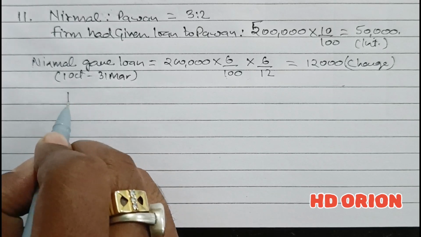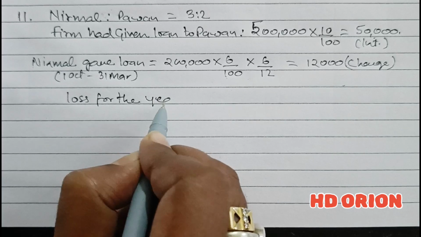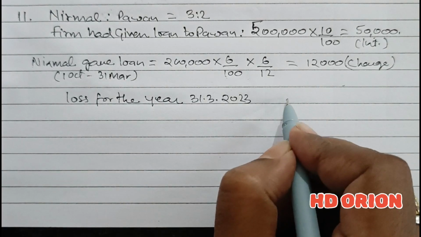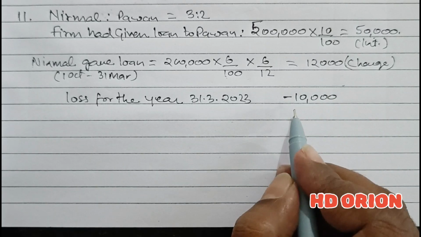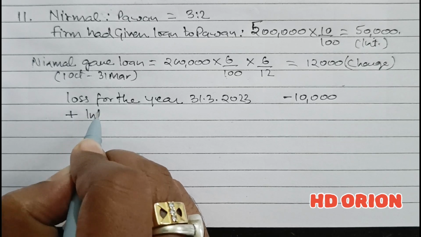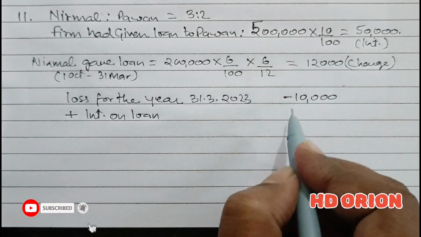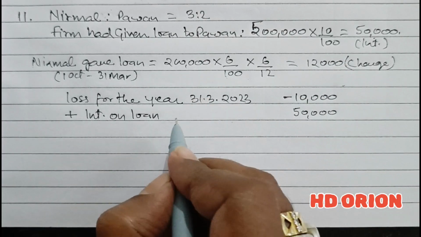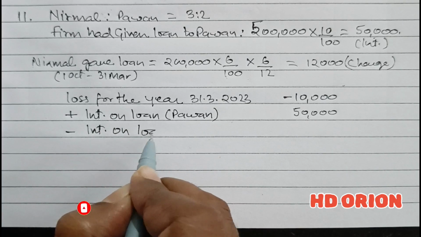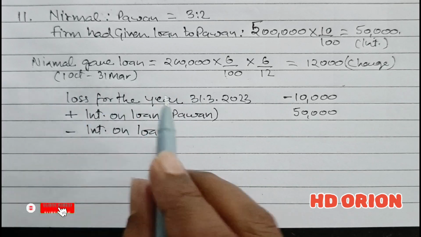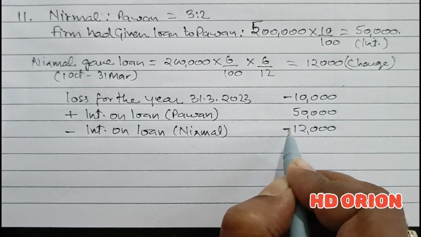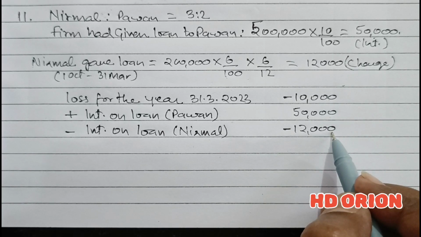Fine. So there is a loss for the year ending 31st March 2023. What is that loss? As given in the question, the loss is of rupees 10,000. Because it is a loss, I am putting a minus sign here. And this is an income which the firm will receive from the partner, so we will add interest on loan. So 50,000 rupees is the interest which the firm is receiving from partner Pawan's loan. Whereas the partner has to pay interest on loan also, because this 2 lakh rupees was provided by partner Nirmal to the firm. So Nirmal, and this is of rupees 12,000. So it is a charge against profit, so again it will be subtracted. So income is to be added and expense is to be subtracted.